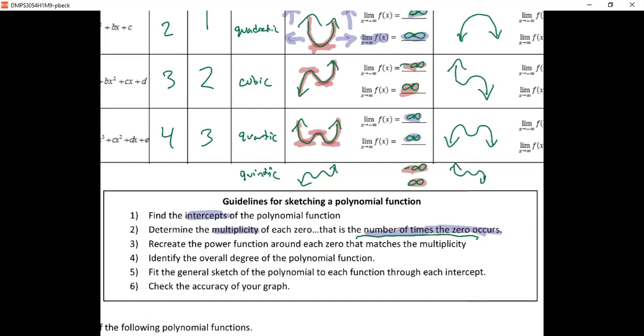Then this whole recreating the power function around the 0, I will explain as I go through this. This is not absolutely required, but I have a lot of students who say, what is that graph supposed to look like near the x-axis? And that's what I'm going to go through. We do want to identify the overall degree, so we need to know the degree, fit our general sketch, and those general sketches are what I did up here. And then we're going to check the accuracy of the graph. And when checking the accuracy of the graph, typically this is where the y-intercept is going to come into play. Basically, is my graph where it is supposed to be?